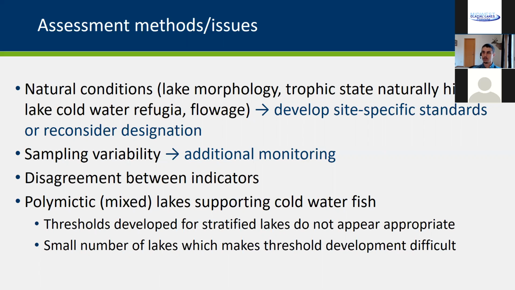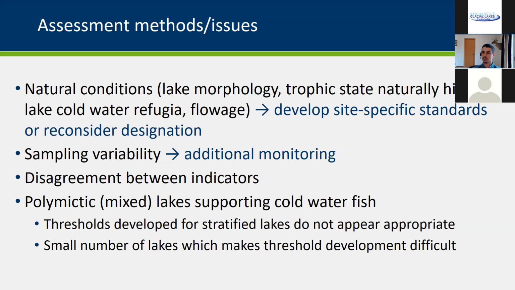There are issues like natural conditions. There are lakes that have unusual lake morphology. There's a number of lakes that have naturally high trophic state. There are some lakes that have in-lake cold water refugia, flowage lakes. So for some of these lakes, we may need to develop a site-specific standard to take into account these natural conditions that make them different from the larger population that was used to develop the standards, or we may need to reconsider the designation. Derek talked about some of these lakes where the fish are transient, and so it may not be appropriate to designate lakes where there aren't really resident populations of those species.